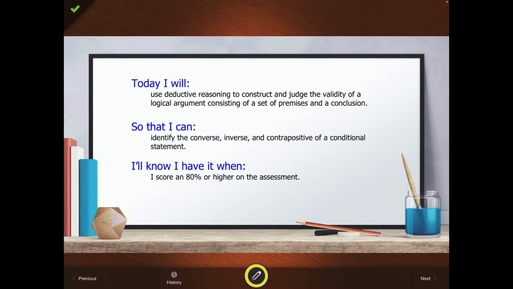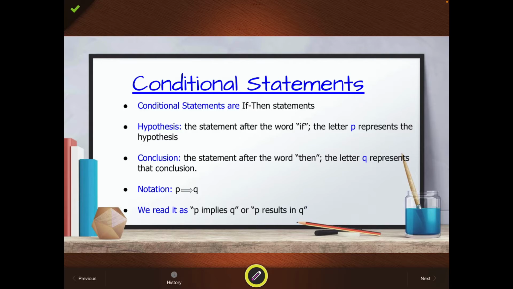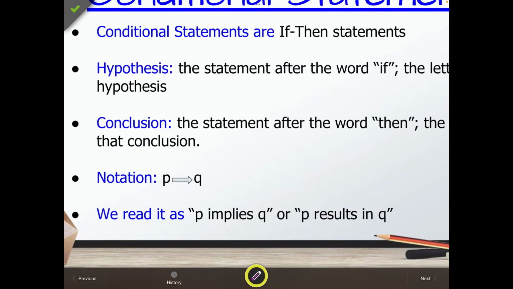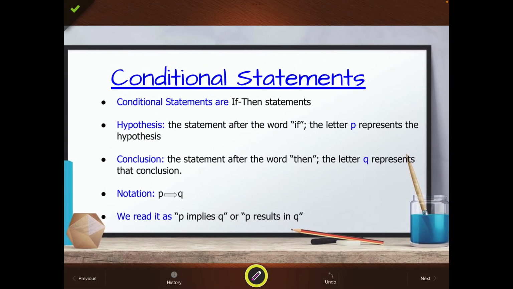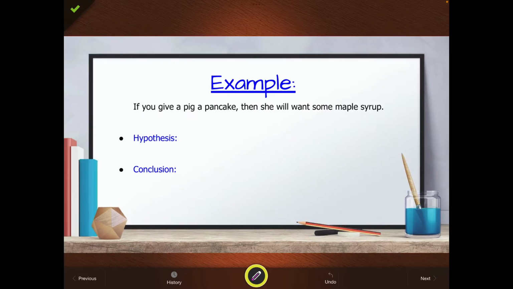We also represent the conclusion as the letter Q when we get into symbolic form, which we won't get into too much today. We will down the road. So our hypothesis comes after the word if, and our conclusion comes after the word then. So that's everything that we talked about yesterday. Again, we did look at the symbolic notation down here at the bottom. P implies Q, or P results in Q, but that is going to be something that we will get more into later on. So let's actually look at some examples.